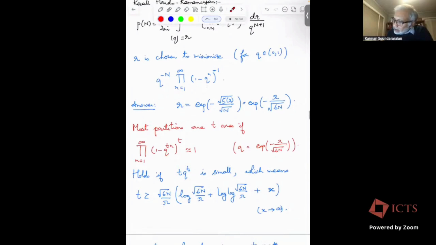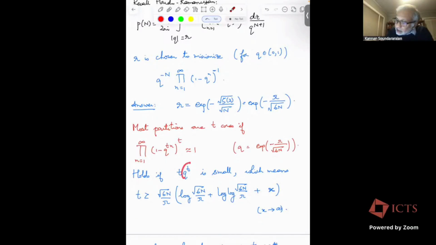Well, q is this number, e to the minus a constant over square root of n. So t should be at least on the scale of square root of n. Otherwise, I'm not going to get something close to 0, right? This guy will be pretty big. Well, if t is like square root of n, well, this t is like a square root of n.